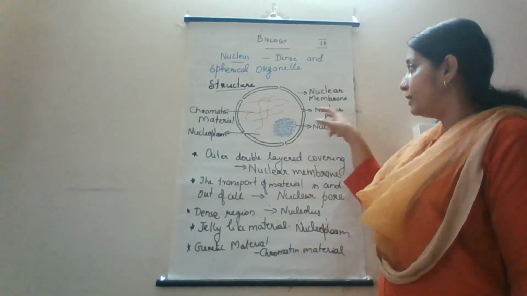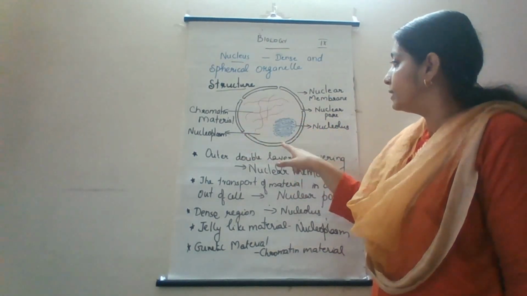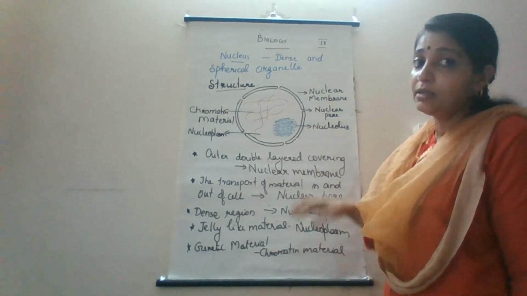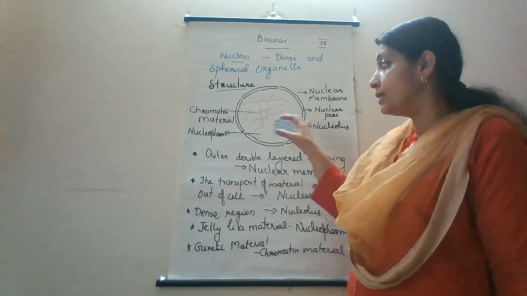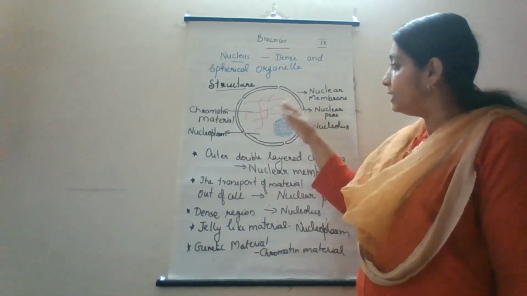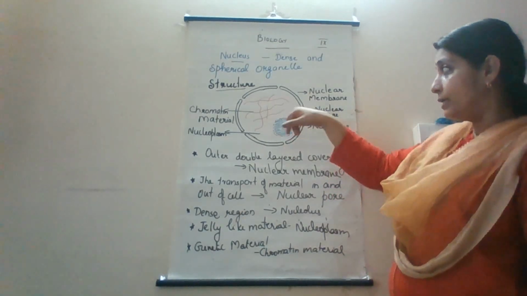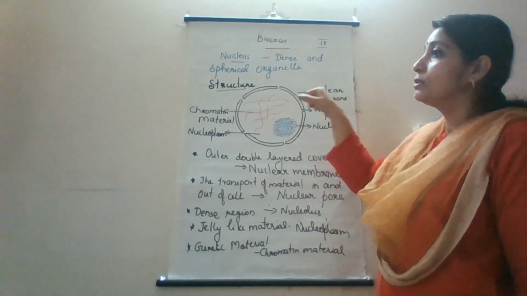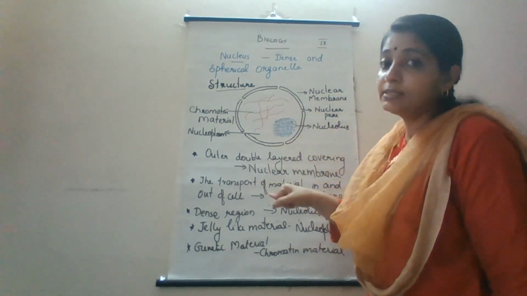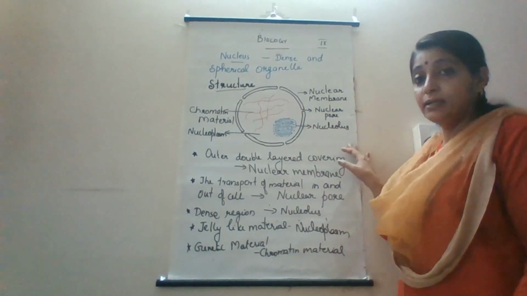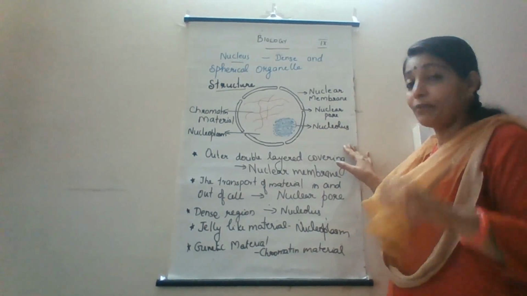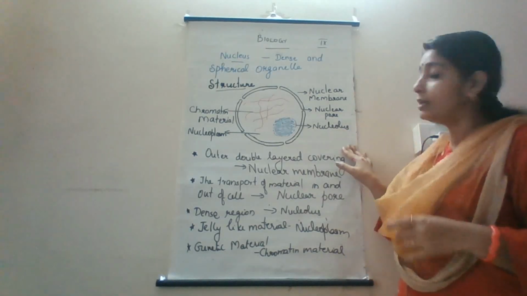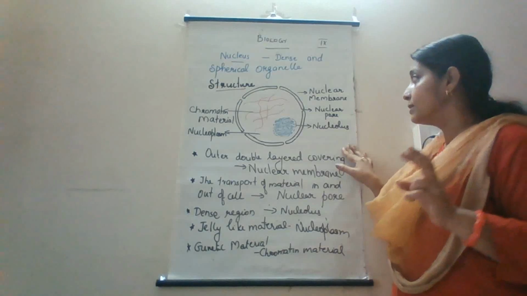This nuclear membrane has so many pores in it. What may be the function of these pores? These pores help in the transport of materials in and out of the nucleus. They help to transport materials from inside the nucleus to outside, and also to carry certain materials towards the inside. So the nuclear pores present in the nuclear membrane help in the transport of material in and out of the nucleus.